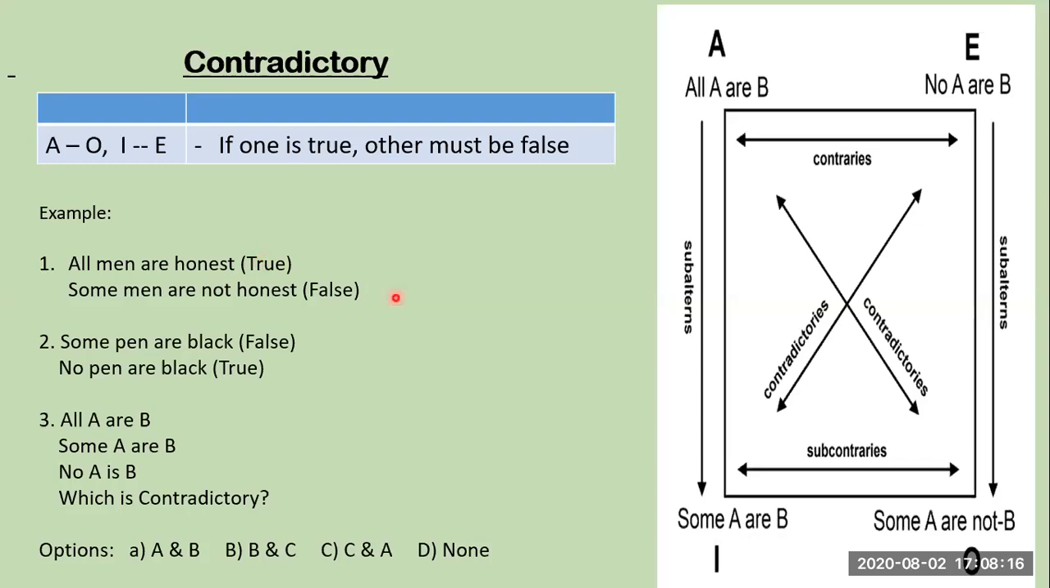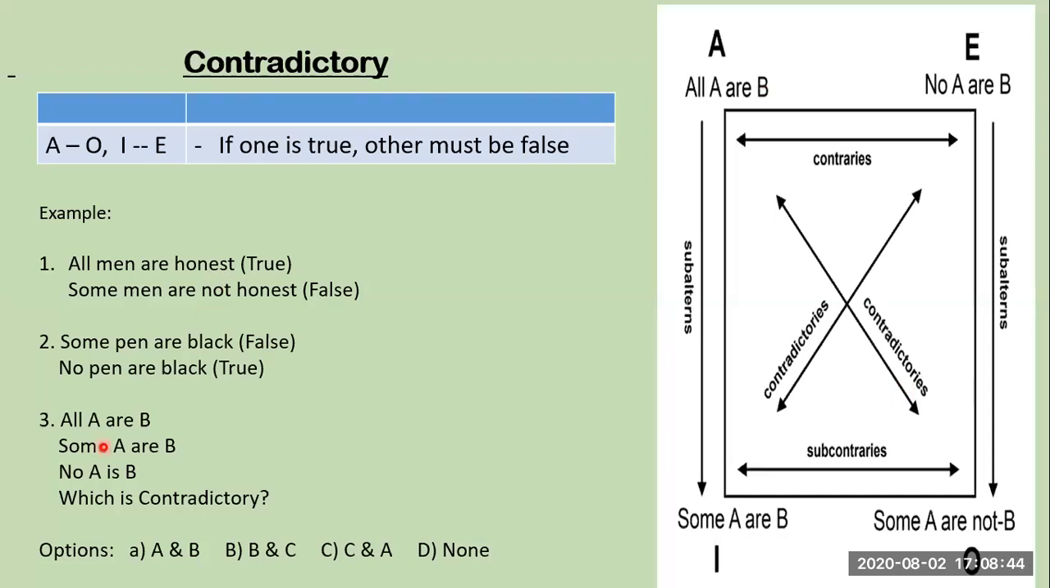So please remember, this is contradictory, means opposite to each other. A is opposite to O, E is opposite to I. We'll see some more examples here. Some pen are black. Some means this one. I is opposite to E. So if some pen are black is false, then no pen are black should be true, because contradictory means opposite. So A is opposite to O, and again E is opposite to I. Hope you have understood this too.